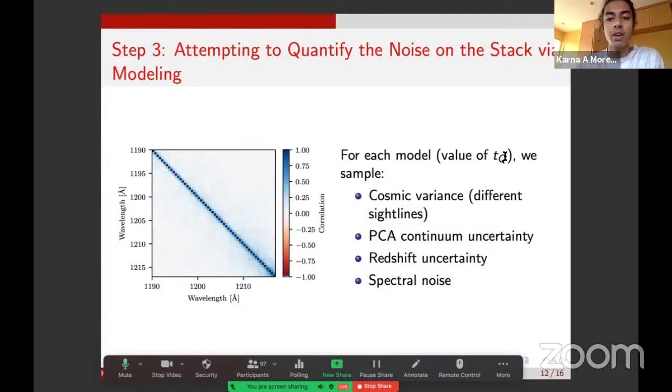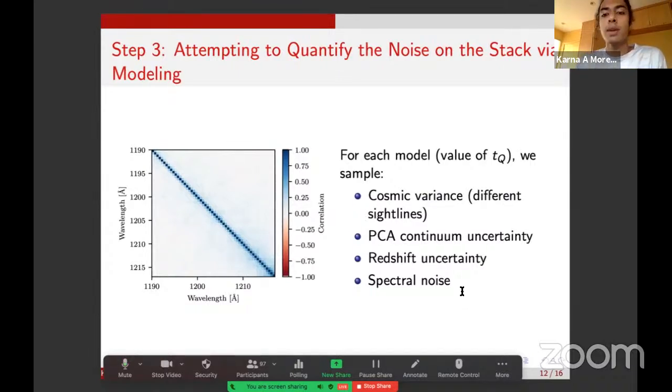create thousands of different mock stacks of these quasars, where for each mock stack, on each of the different quasars, we sample different sources of uncertainty, such as cosmic variance, PCA continuum uncertainty, redshift uncertainty, and spectral noise. And so we just Monte Carlo sample each of these based on the parameters of those particular quasars. And we can then create thousands of mock stacks and then take the covariance of all these mock stacks, the wavelength bins.